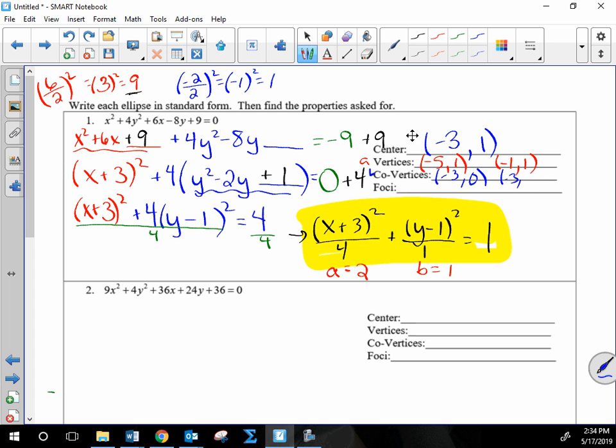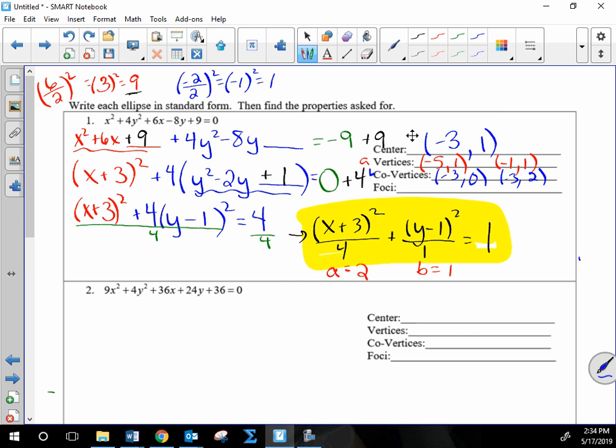And 1 plus 1 would be 2. Woo, we got our co-vertices. Yes, that's right. How do you know that A equals 2 and B equals 1? So our general equation for our ellipses has the stuff on top, and then it's A squared and B squared on the bottom. A is always the bigger one though. So 4 is A squared, 1 is B squared.